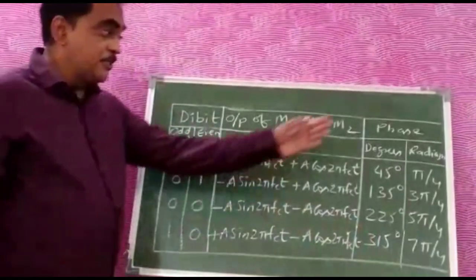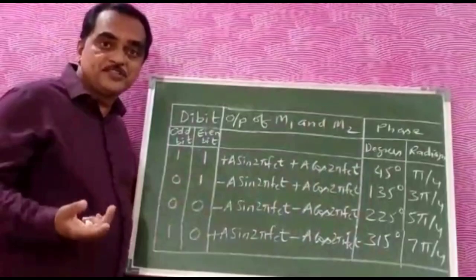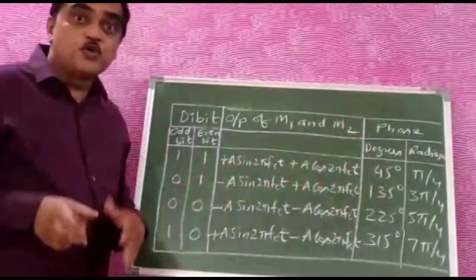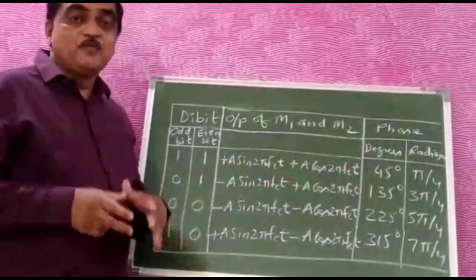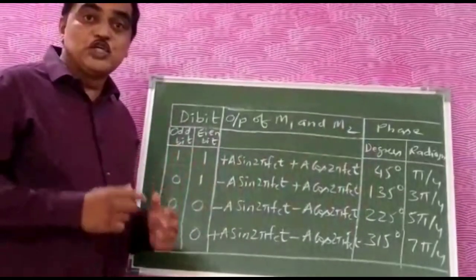So there are 4 phase shifts, and it is called quadriphase or quadrature phase shift keying. These are the phase shifts which you are going to introduce in the carrier, which is going to carry your data from one point to another in QPSK.